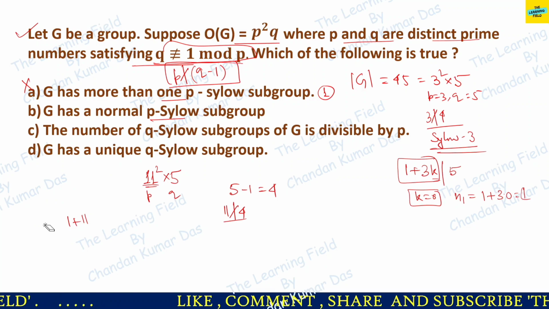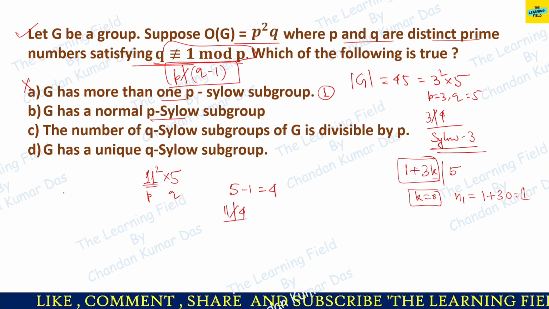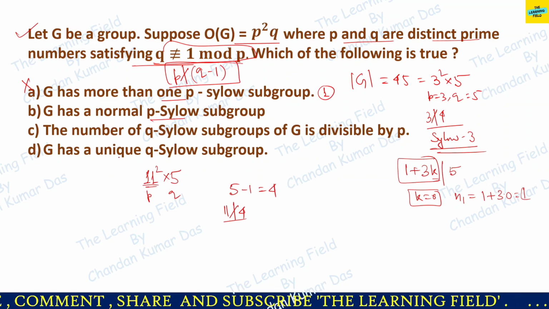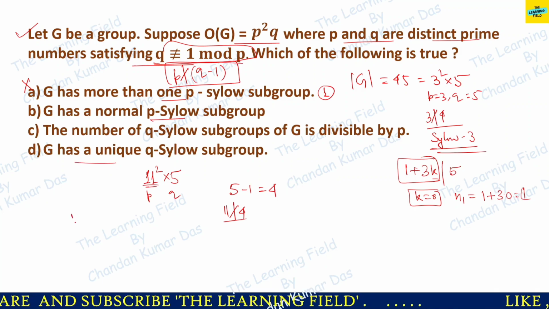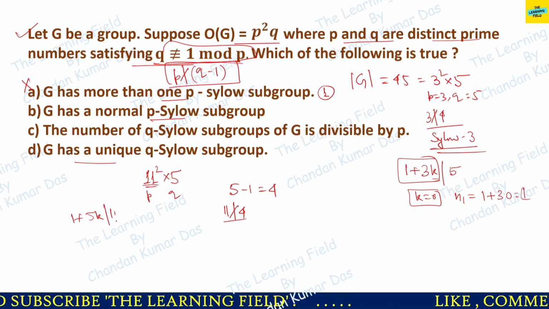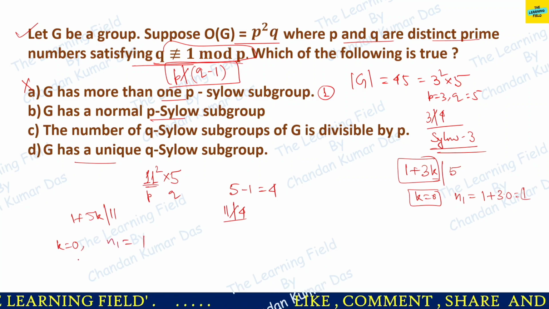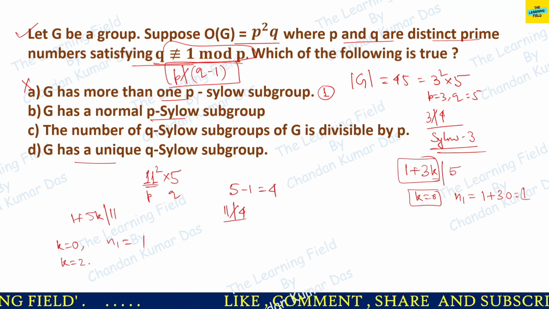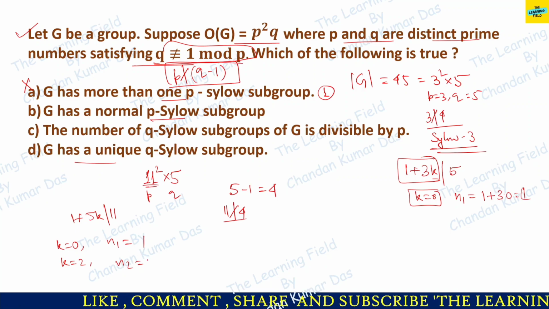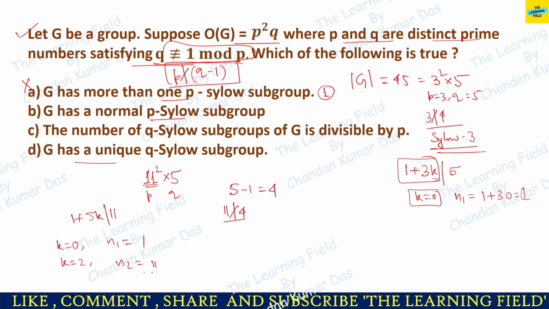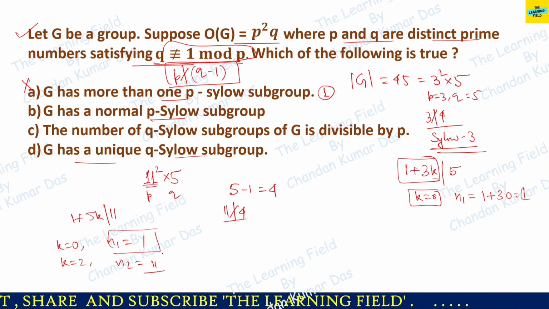Sylow 5 subgroup. So we first see option D here. Now Sylow q here, so 1 plus 5k must divide 11. If we choose k equal to 0, then obviously we get n1 equal to 1. If we choose k equal to 2, then we also get n2, which is 1 plus 10, that is 11. So here we see that the number of Sylow q subgroups may be 1, may be 11.